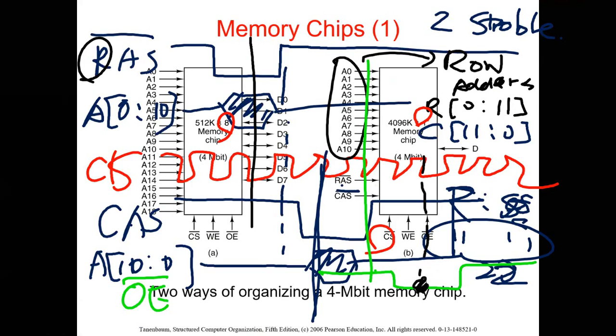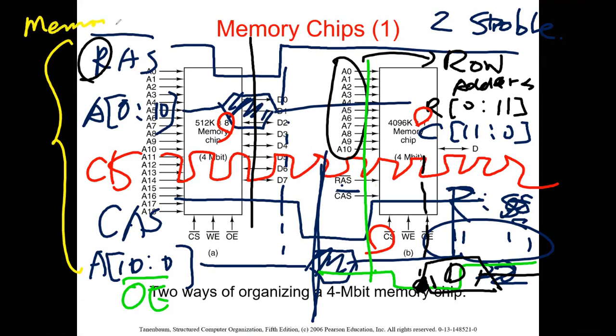So my data D will be strobed out at that time. What I'm showing right here is called the memory access cycle. To access a memory, you need to put your address ready, and then you enable your output enable or write enable. But if your address is more than the total pins you can handle, then you actually need to strobe in 2 times or 3 times.